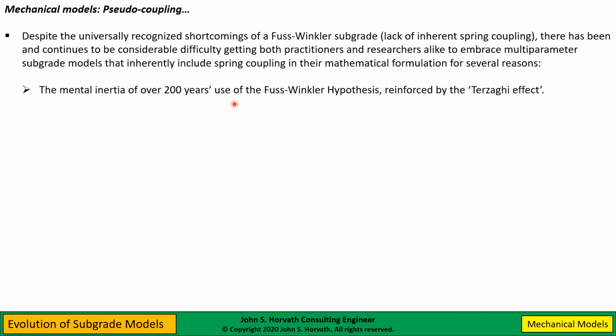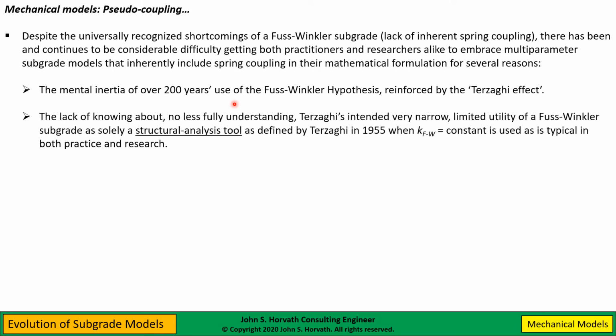Well, in all fairness to Terzaghi, he may not agree with that. You know, it may have been the best in the 1920s or 1930s or 1955 when Terzaghi wrote his Géotechnique paper without digital computers and only a slide rule, but is it the best now in the year 2020? I kind of doubt it. A large part of it is that people have forgotten Terzaghi's very narrow, limited use of the Fuss-Winkler subgrade as a structural analysis tool. I mean, Terzaghi himself said it: don't use it for settlements. I don't know what could be more clear than that.